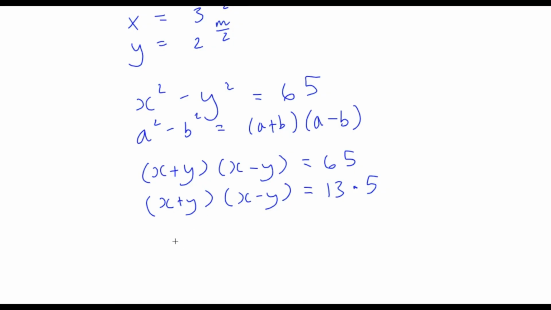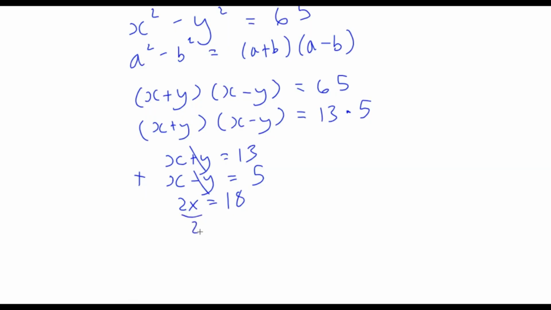Now this can give us two equations. We have x plus y is equal to 13 and x minus y is equal to 5. So this is essentially a system of equations. If we add these two equations together, we'll cancel these two out, and we get 2x is equal to 13 plus 5, which is 18. Now if we divide both sides by 2, these two cancel out, and we are left with x is equal to 18 divided by 2, which is 9. So our value for x is 9.